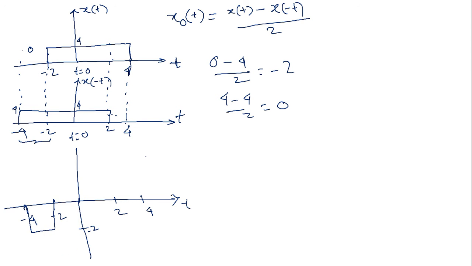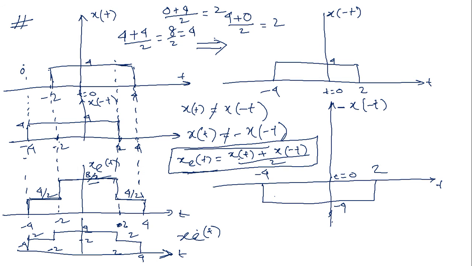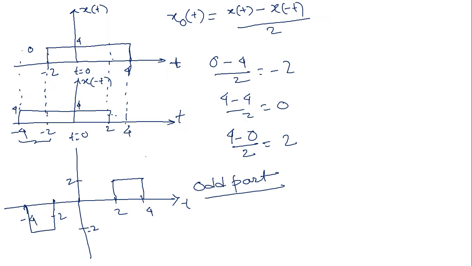Next I am considering from 2 to 4. 2 to 4 is 4. So 4 minus 0 divided by 2, that is 2. So the amplitude is 2. This is the odd part. This one is the even part. Even part and odd part of x of t.